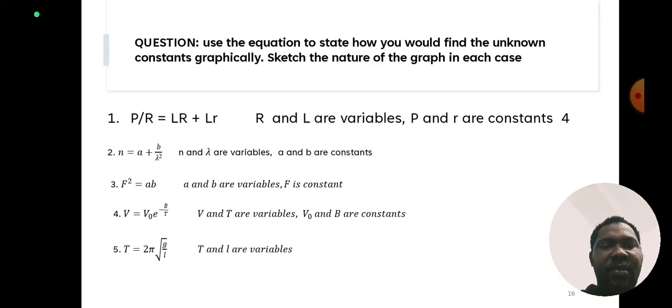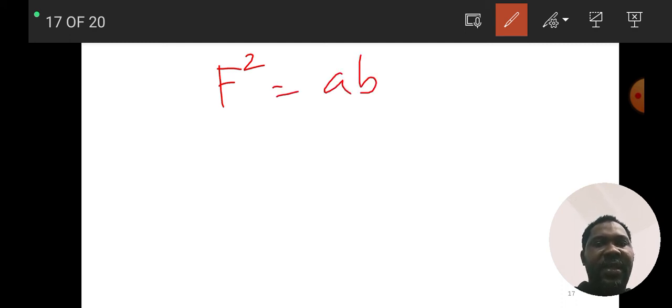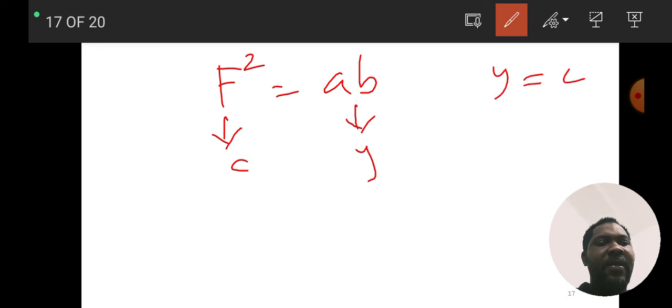This says f squared equal to ab, and we are given that a and b are variables, so f is a constant. Let's write that. So we have f squared equal to ab, where a and b are variables. The way it is here, f squared is a constant, which we can call c. ab here is a variable, which is y. So in this case, we are going to have a graph of y equal to c. But this is not the intention of the question. So we must find a way to transform this to look like y equal to mx plus c.